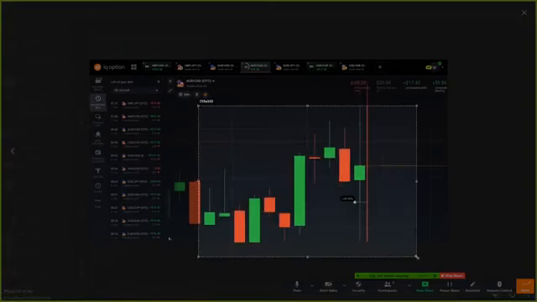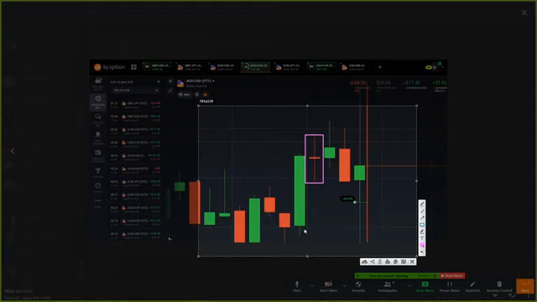Okay, so what do I have here? Okay, look at this. I have this one, red. Yes, the color is red. And what? It failed to break the extreme level of the green. Okay, and after that, immediately I see the green candle. I can trust this one.